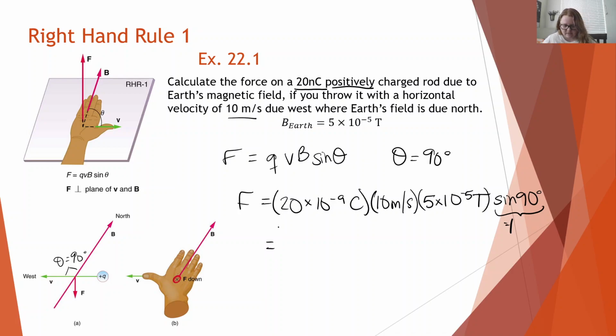So 20 times 10 times 5 is 1,000. And then we have times 10 to the negative ninth times 10 to the negative fifth, which is 10 to the negative 14th if we add them, right? And this is actually 10 to the third. So we'd have 1 times 10 to the negative 11th. And this is in newtons.